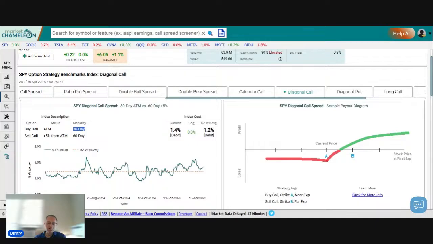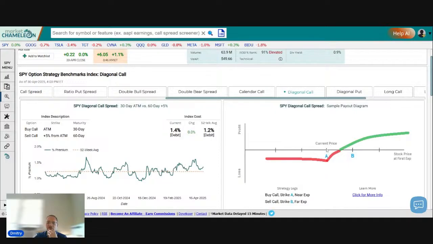This option will either expire worthless and then you're just left with one option, or this option is in the money, and if you do nothing, it converts to stock. It gets assigned, so then you have a different strategy because then you have stock and option. So at the first expiration, this is a sample of what the payout diagram could look like.